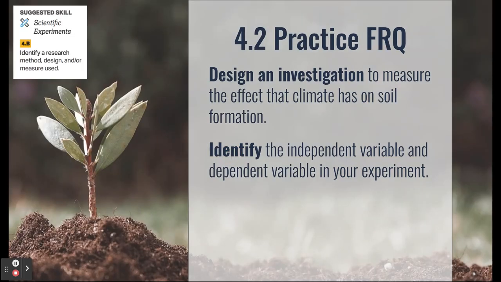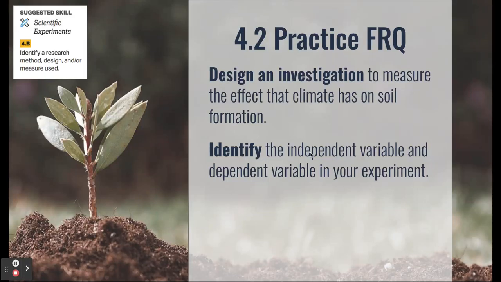Okay, let's move on because I'm talking too much in these notes. So this is your 4.2 practice FRQ. Come up with an investigation. What would be a scientific investigation to measure the effect that climate has on soil formation? What could you do? Then it's really important that you identify the independent variable and dependent variable in your experiment. I will provide an answer for you. Realize that your answer is going to be different.